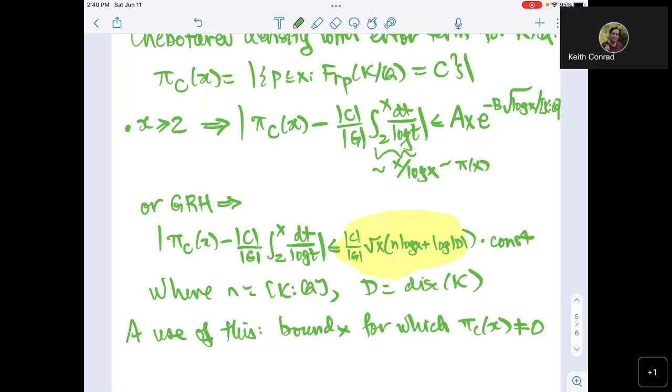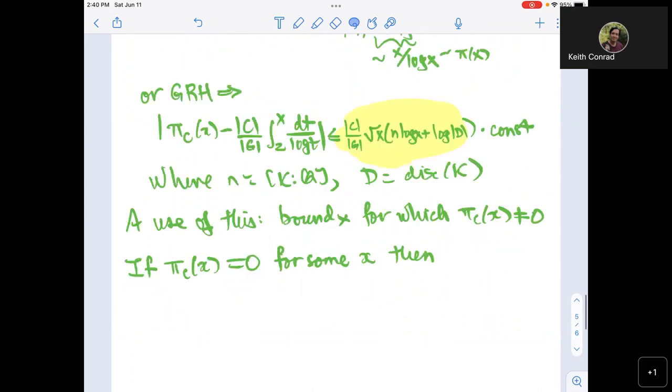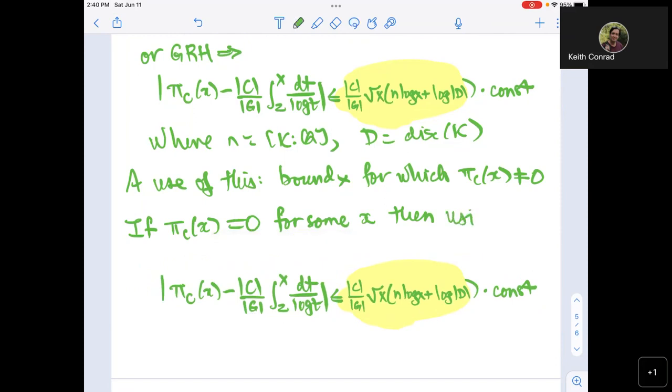Look, Chebotarev says every conjugacy class does arise as a Frobenius conjugacy class infinitely often. So it has to start happening sometime. Let's figure out a bound by which it must happen. You see, if the count were actually zero, let's see that this actually bounds how big x can be. Then in this bound that I have up here, let's just say I'm going to assume GRH, just to get across the main idea. Using GRH, well, this is just zero, if we're assuming it's zero.